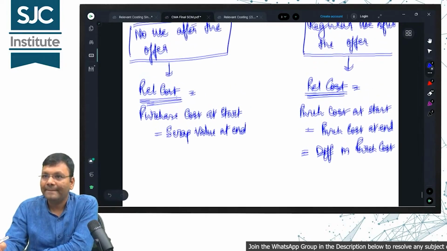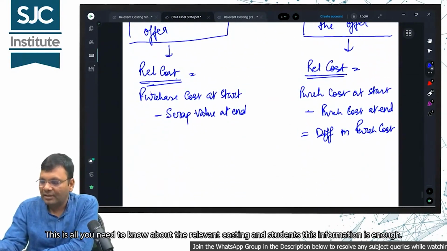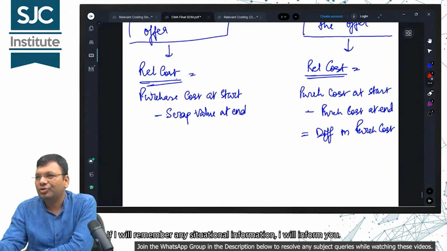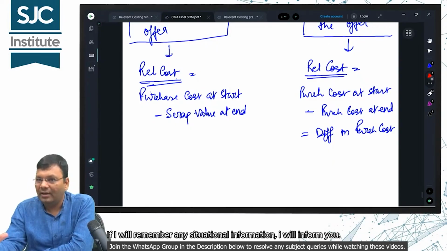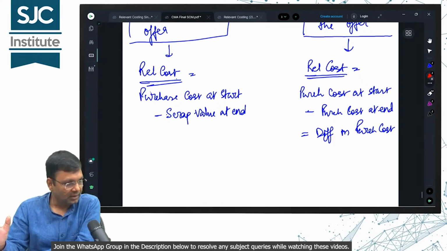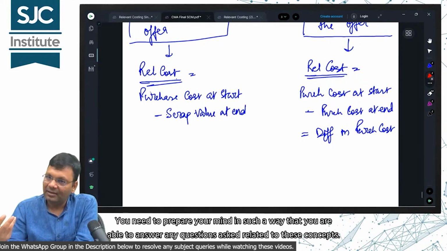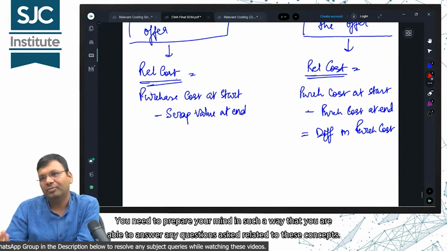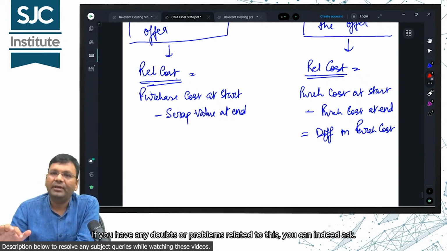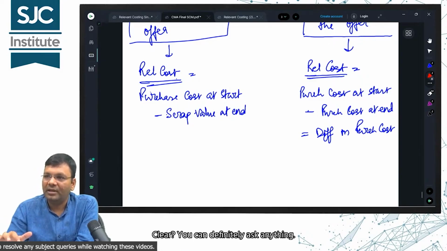I hope you understood. This is all you need to know about relevant costing, and students, this information is enough. If I remember any situational information, I will inform you. But overall, what can be used in all of the questions is this much. Now you need to go through this once. You need to prepare your mind in such a way that you are able to answer any questions related to these concepts. If you have any doubts or problems related to this, you can indeed ask. Clear? You can definitely ask anything.